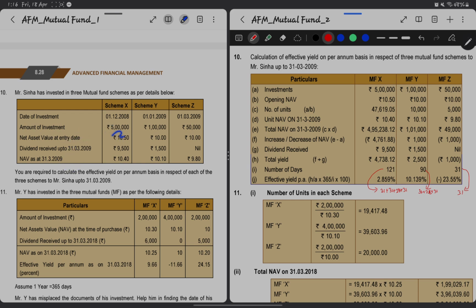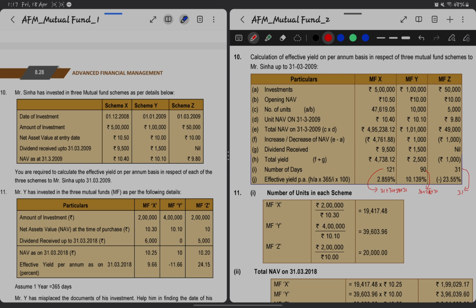So from this entry date till this date, whatever is the return, that is the effective yield on a per annum basis. So let's say if the difference between these dates is 121 days, then we'll be dividing the return we got by 121 multiplied by 365, which will give us the effective yield on per annum basis. They are asking us to do as on 31 March 2009. Okay. Now going to the question.